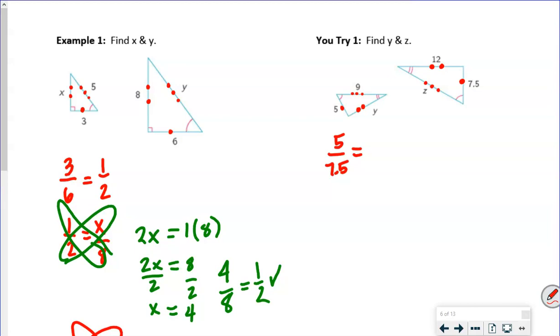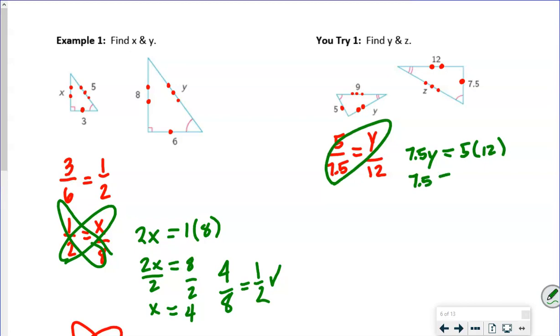Okay, so now let's look at our 2 dot. We've got a y on the left, and what do we have 2 dots on the other one? A 12, right? So once again, we're going to cross multiply. Okay, so that's going to be 7.5y, and that's going to be equal to what? 5 times 12. Okay, so that's going to be 7.5y is equal to 60. So we're going to divide both sides by 7.5. So our y is going to be equal to, I got 8.